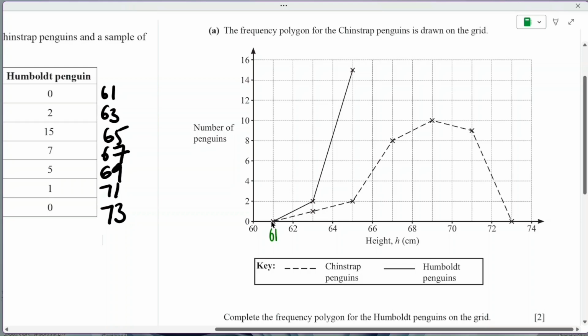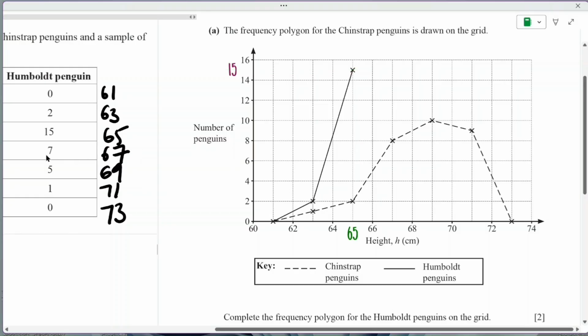They've done the first one, that's at height 61 centimeters, you have 0 Humboldt penguins. Then 63, you have 2, that's in between 62 and 64, you have 2, this is on 2. Then the next is for 65 centimeters, you have 15. 65, it goes up to 15. If you trace it to the y-axis, you will see that you have 14 and 16. In between 14 and 16, you have 15. That's why the mark is made right in the middle.